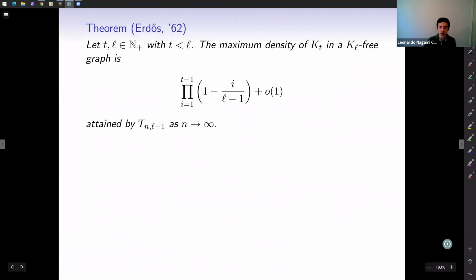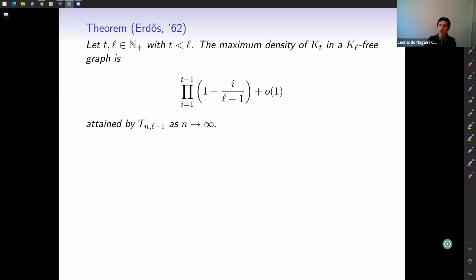This was a theorem by Erdős, and what he studied was, well, let's do the same thing as we did for the Turán theorem. So we look at K_L-free graphs, but instead of trying to maximize edges, let's try to maximize small cliques. Of course, cliques here need to be K_T with T less than L. So I'm going to look at the maximum density of K_T. And Erdős said, well, actually, the best thing you can do is still the Turán graph.